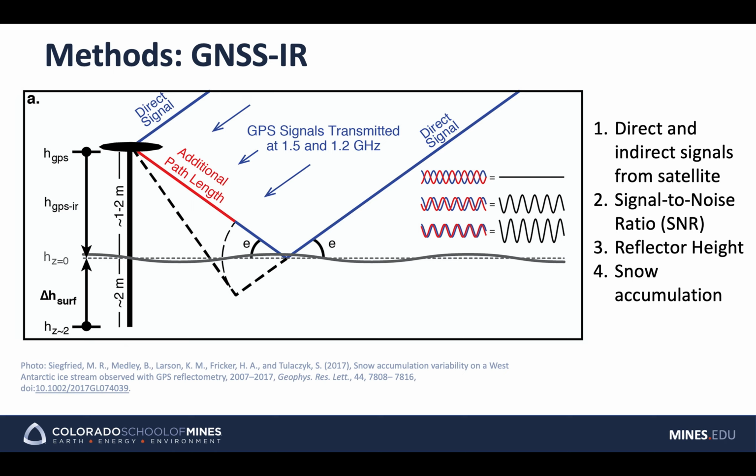Now, given that the original reflector height was recorded when the antenna was installed, any new recorded reflector heights can be compared to the original. As snowfall accumulates on the surface, the reflector height will decrease. Thus, now we can learn about snow accumulation over time as a function of reflector height.